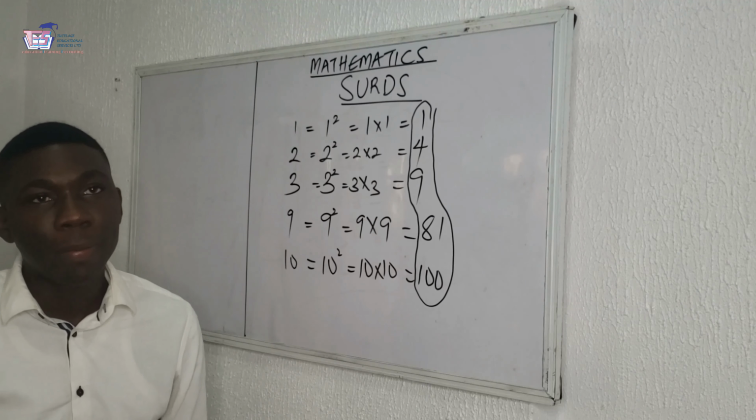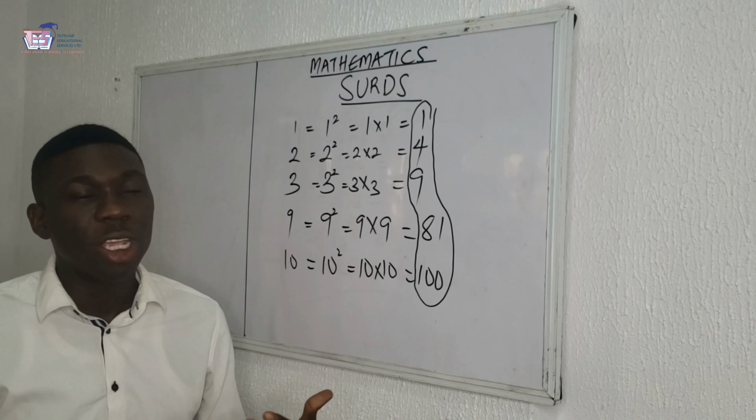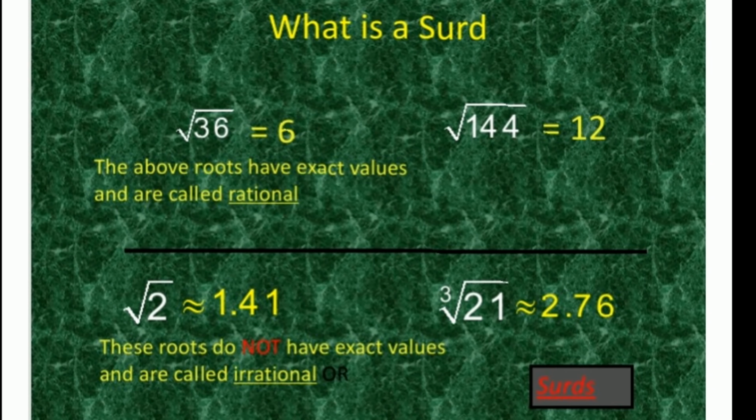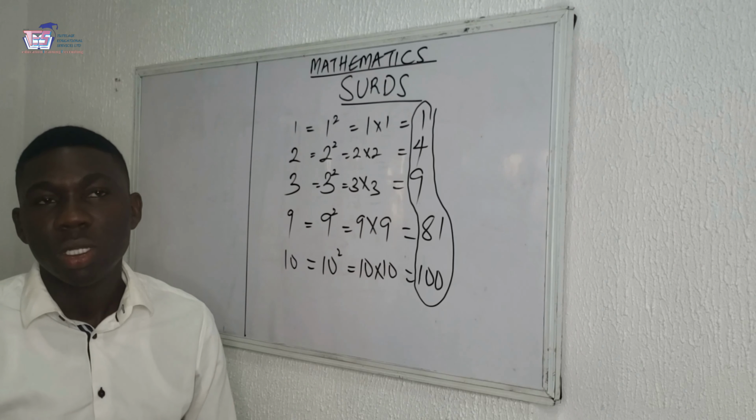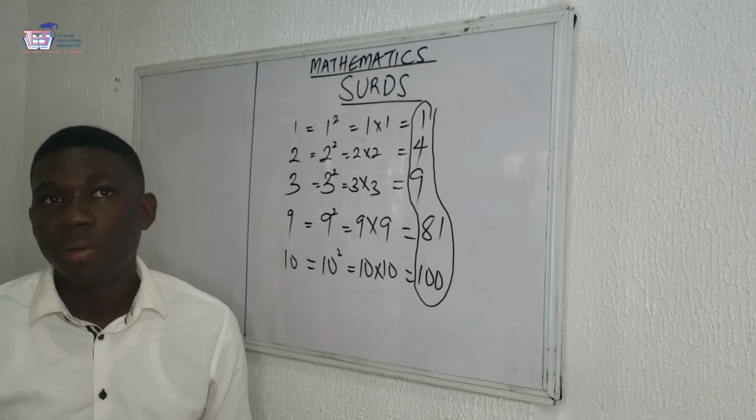Now, let's look at some other examples of perfect squares. For example, 36. The square root of 36 equals 6, because the square of 6 is 36. The square root of 144 is equal to 12, because 12 squared, that is 12 times 12, equals 144. Now, the examples I just listed, the square root of 36, which is 6, and the square root of 144, which is 12, have exact values. That is, they are rational.